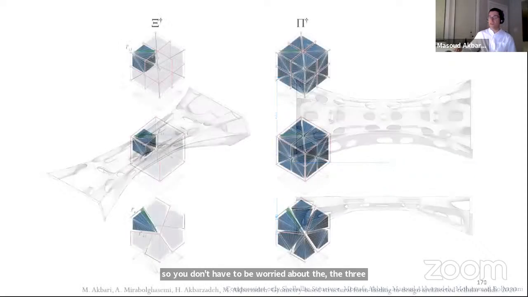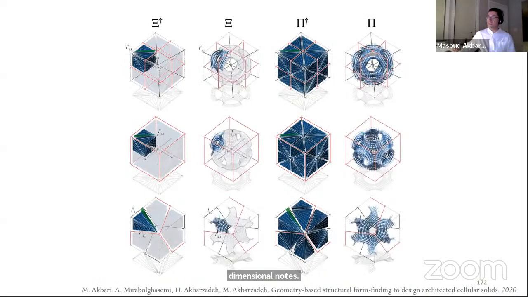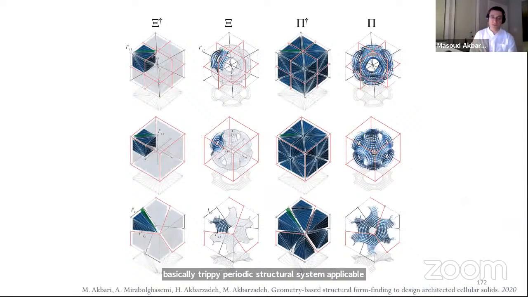He's using the same technique right now to develop triply periodic structural systems applicable to material science, and is investigating those together with another collaborator from McGill University.